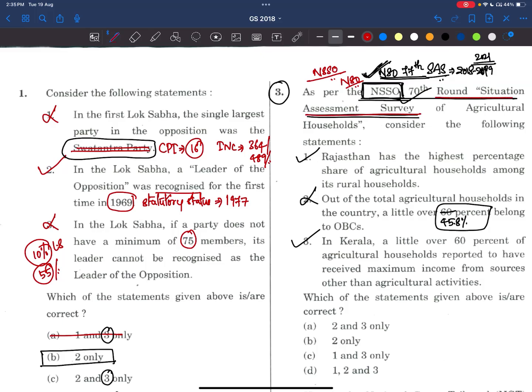and also we'll try to make notes of this situation assessment survey in brief. Why? Because since it is asked, maybe we can use it in the mains or in any other exams, right? So I'll try to make notes. We'll just try to know the basics about this, but we'll not get deeper into this.